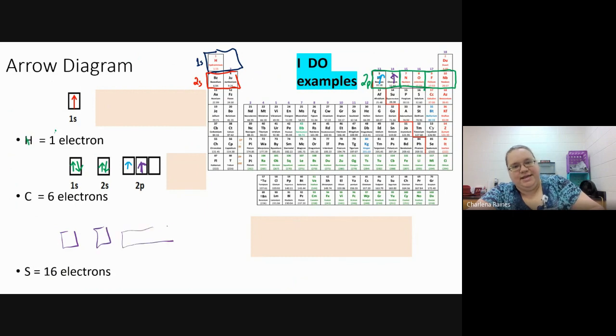So I can see that if I'm using 6 electrons, I'm going to need those many boxes. So I could just go ahead and draw my boxes and fill them in as I go. 1s, 2s, 2p.